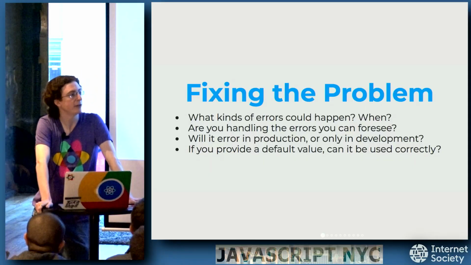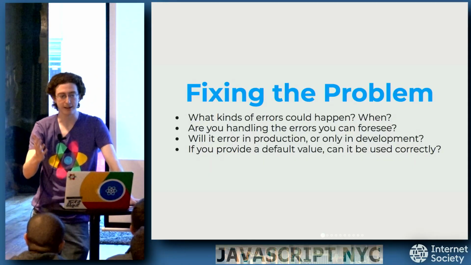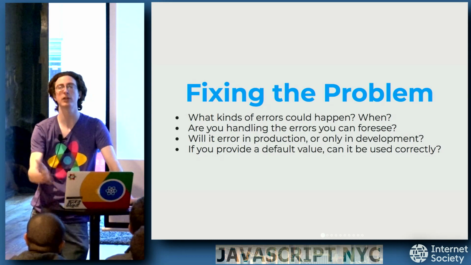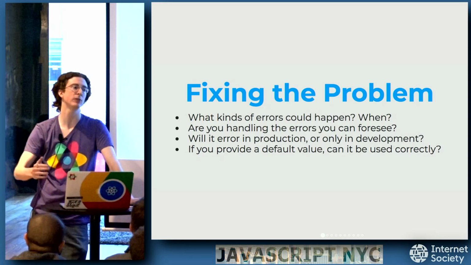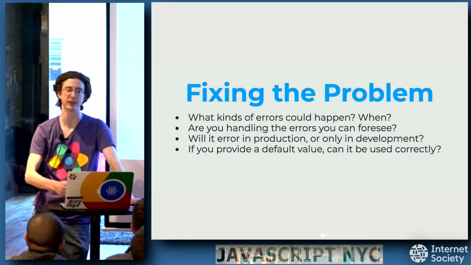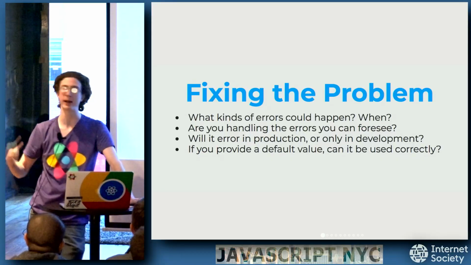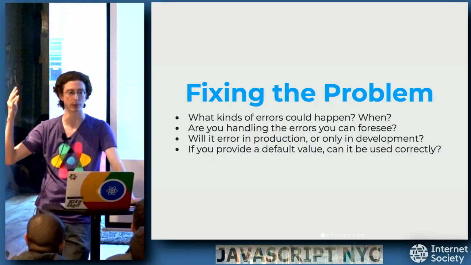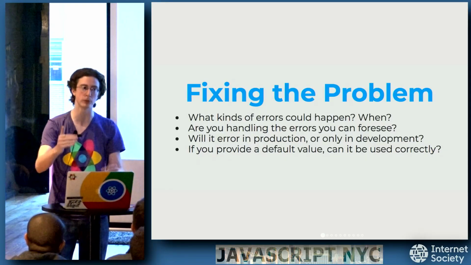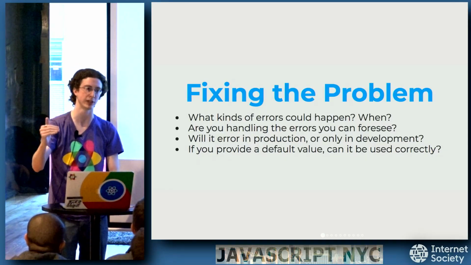Are you handling the errors that you can foresee? Obviously, if you're making an API request, sometimes it's going to fail. Sometimes people aren't going to have Wi-Fi. Wi-Fi is going to time out. The backend is going to not respond quickly enough. The backend is going to have a database problem. There's lots of failure cases. That's the most obvious one. .then, .catch.